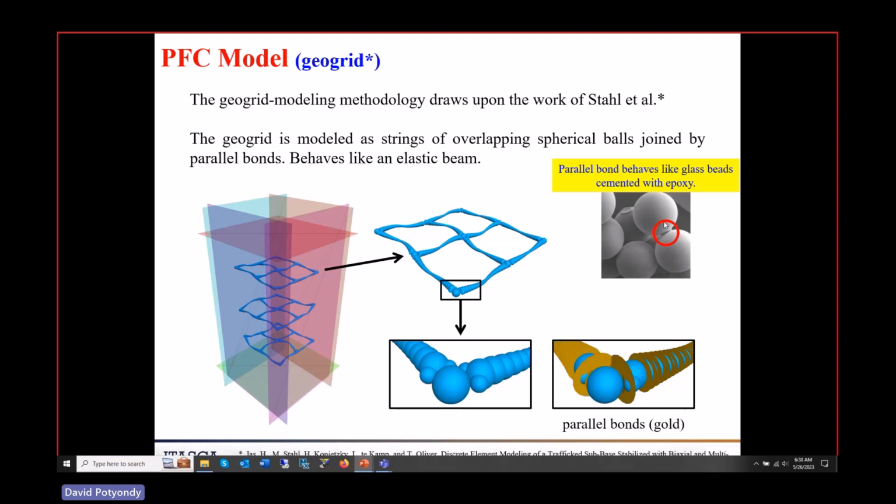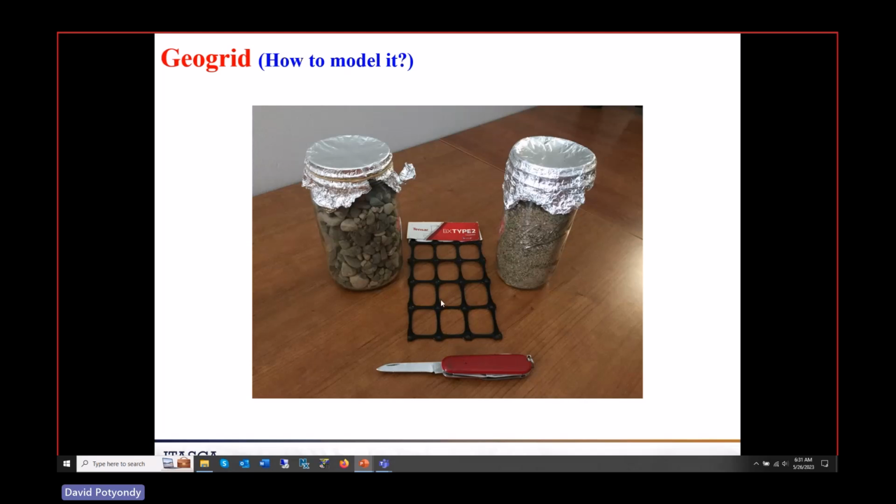The parallel bond is like cement between them. And so what we did here is we took this and we overlapped a whole bunch of these balls. Can you see it here? It's hard to see, but this is thinner, smaller radius than this. And there are these protrusions here, and you can kind of see those bumps there. And it's thinner there. And so that's what we did here.